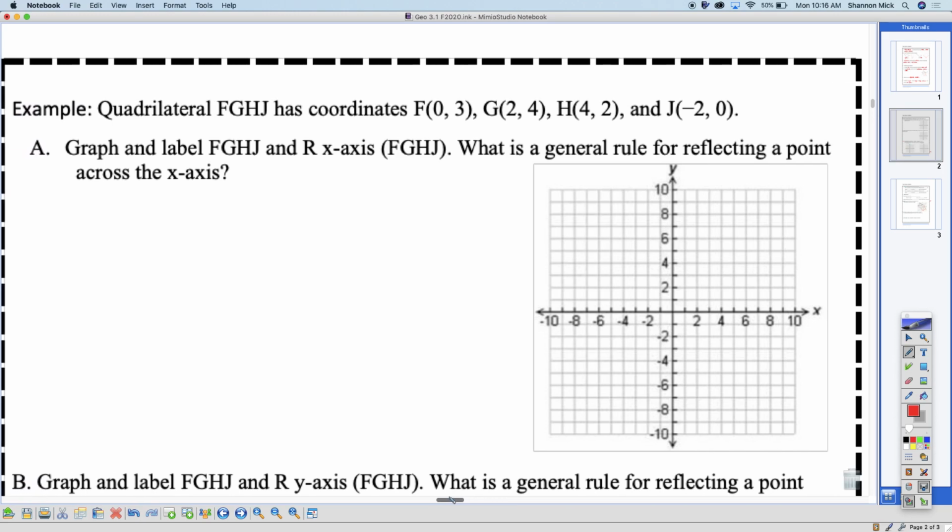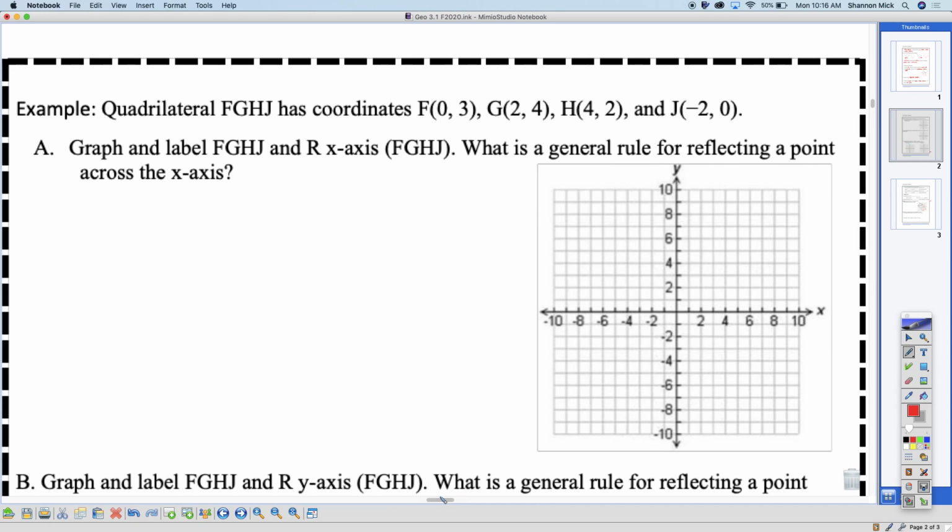Okay, so we have some examples here. The quadrilateral FGHJ has coordinates of 0, 3, 2, 4, 2, 4, and negative 2, 0. Graph and label FGHJ, and then reflect it. So you need to.